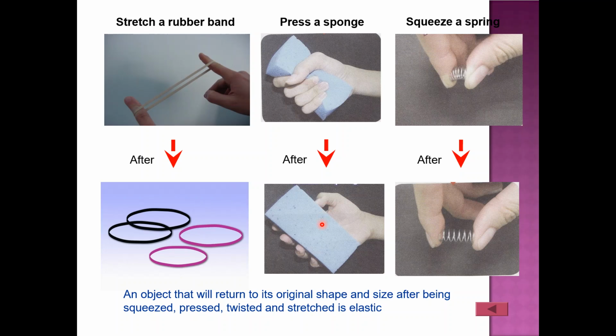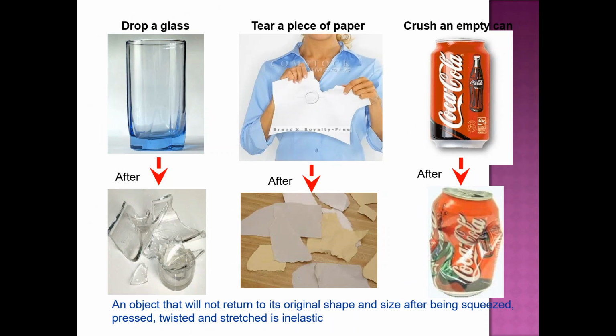So these are examples of temporary change in the shape and size of a body due to the application of force. Force can also cause permanent change in the shape and size of a body. For example, when this glass is dropped, it breaks into small pieces, leading to the change in the shape and size of the glass. When a paper is torn, its shape and size also changes permanently.